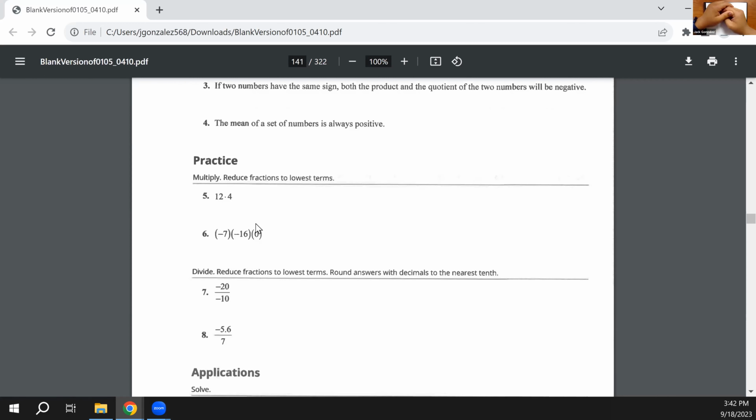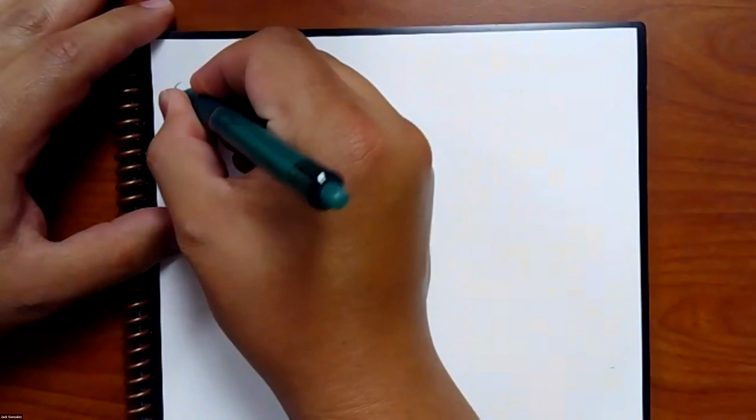Next one. Multiply and reduce to lowest terms if we have fractions. The first one, positive. What is 12 times 4? Close. 12 times 5 is 60. Oh, it's 40. What do you mean? So yeah, 48. You were close. You had an extra 12.